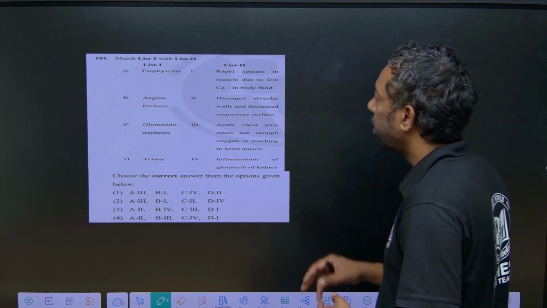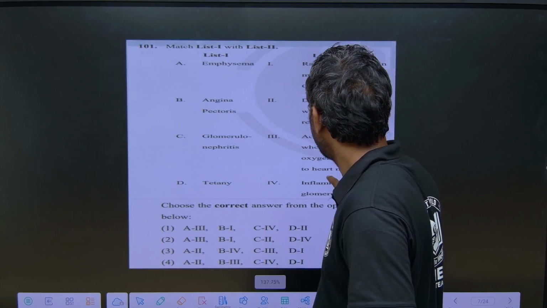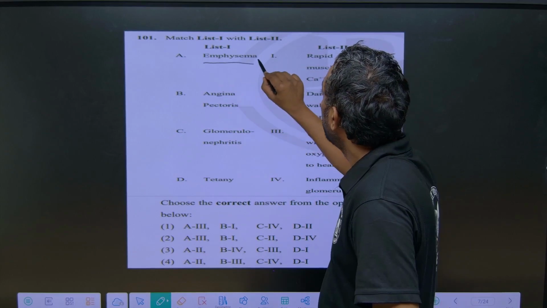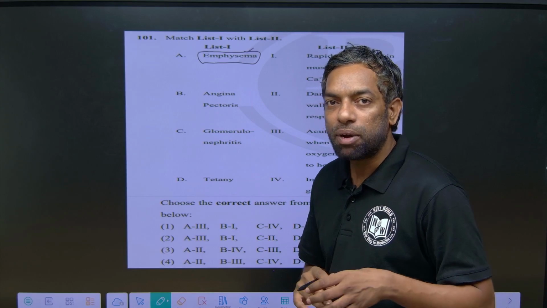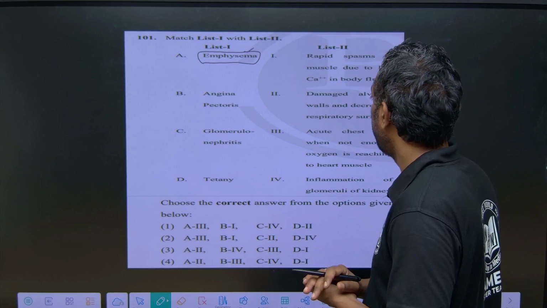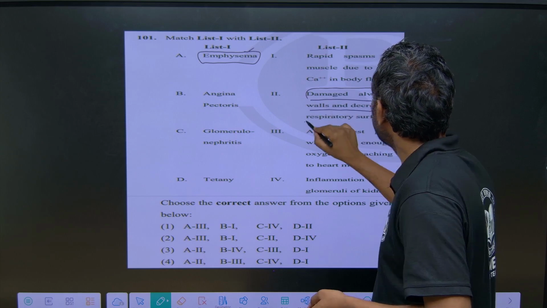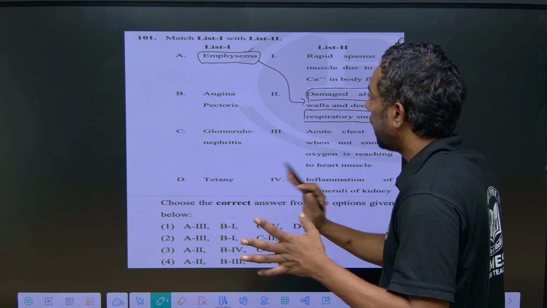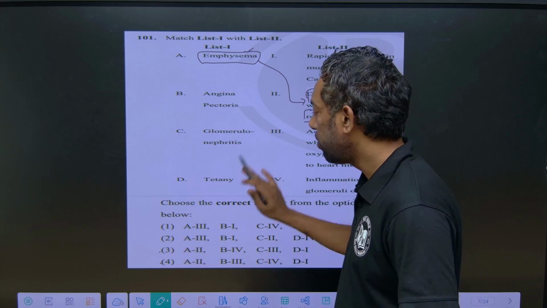Yeah, if it comes to this, just look into this. Emphysema: there is a breathing problem, there are no gases in the alveoli. It damages the alveolar sac walls and decreases the respiratory surface. So A is 2. Here A is 2, so the options are 3 and 4. Directly you have to eliminate 1 and 2.